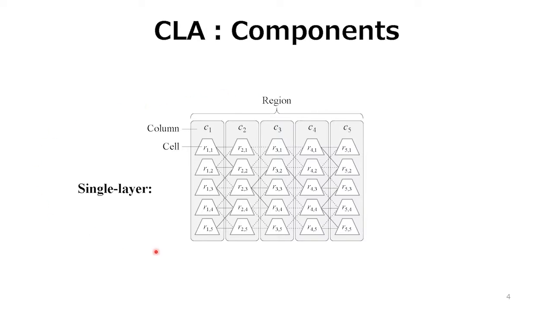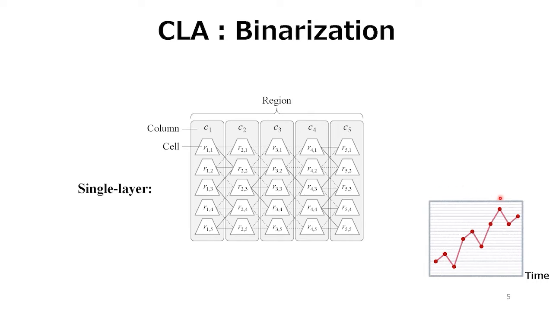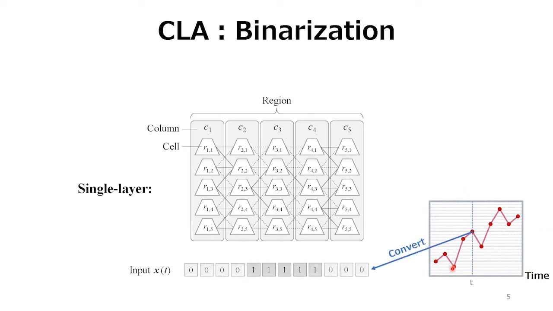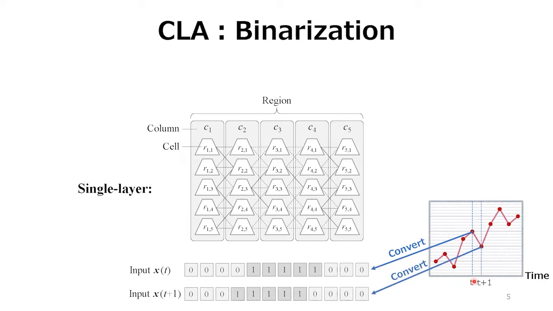This is the conventional single-layer CLA. It has cells, columns involving a set of cells, and a region which is the whole set of columns. CLA converts the time series data at T to binary data bits and inputs them to the region. Similarly, we repeatedly input the next input data at T plus 1 to the region.